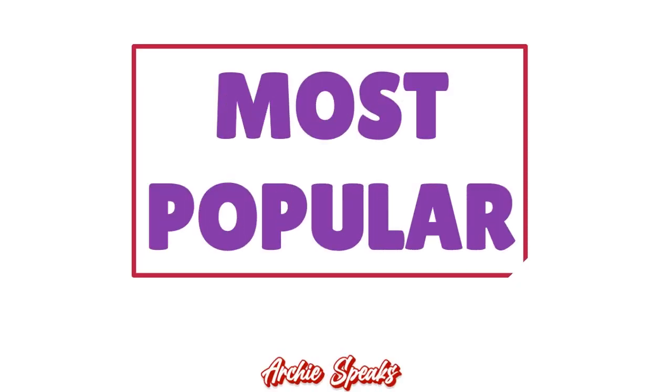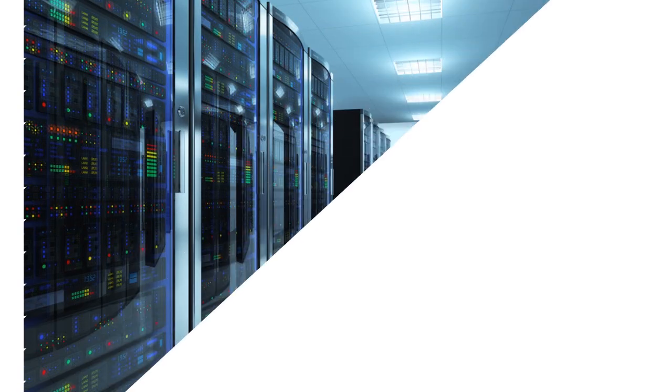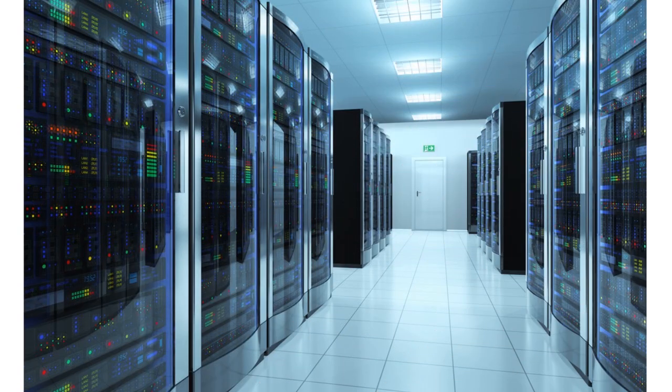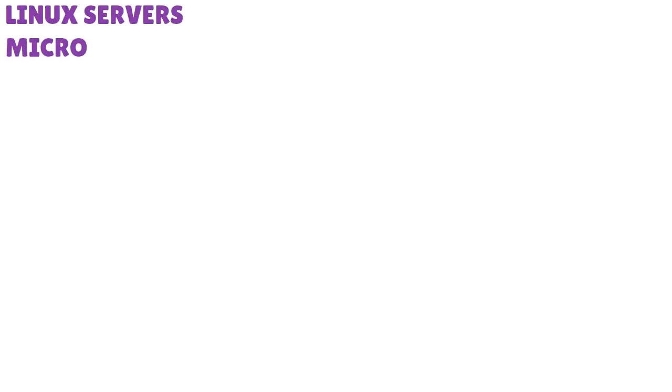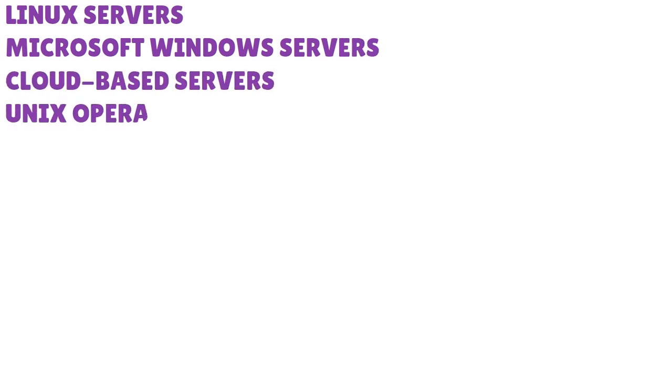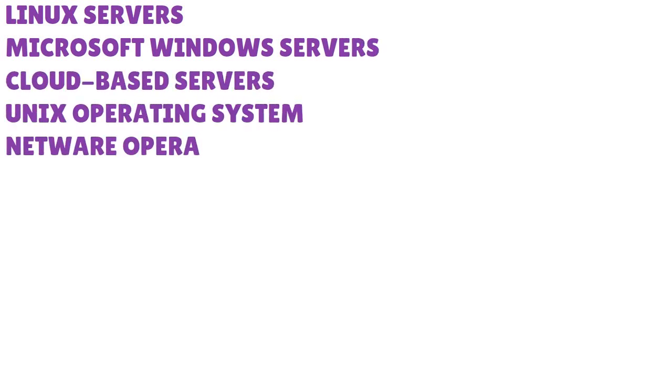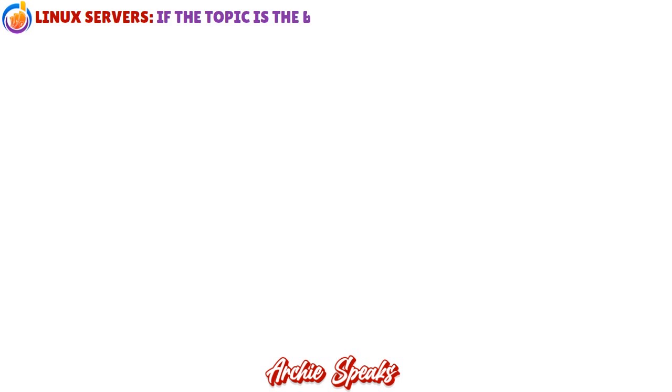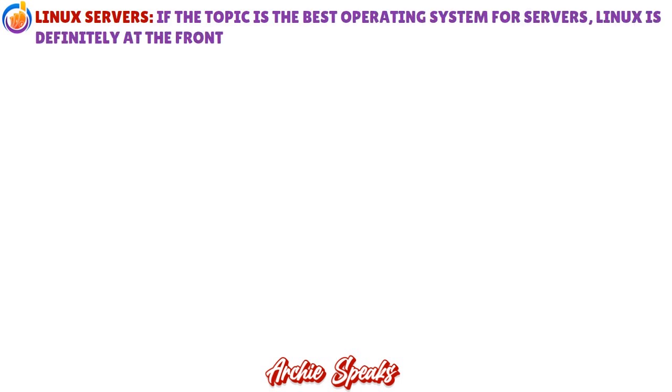So, let me talk to you about the most popular server operating systems here. One thing for sure, you do have five common types of server operating systems. You have Linux servers, Microsoft Windows servers, cloud-based servers, the Unix operating system, and the NetWare operating system. When I speak to you about Linux servers, if the topic is the best operating system for servers, Linux is definitely at the front line.